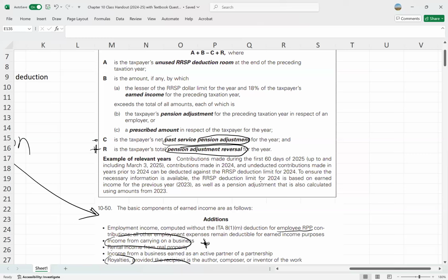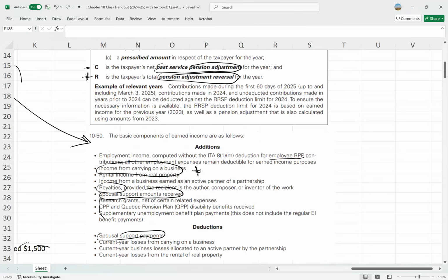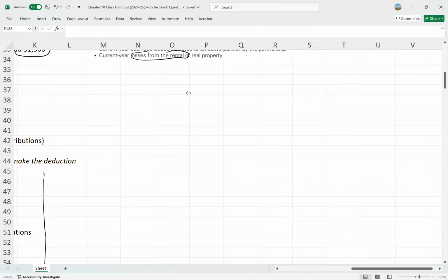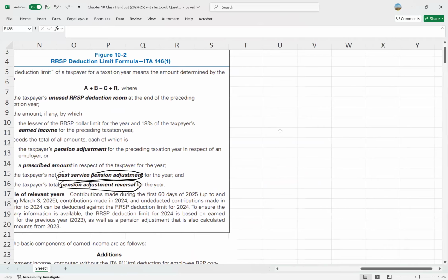So let's talk about the C first. I'll just do it right here since we're looking at this formula. So remember, let's talk about the C. It's minus C. And the C amount is the past service pension adjustment.